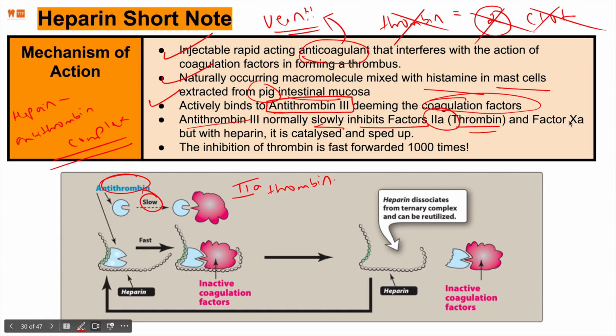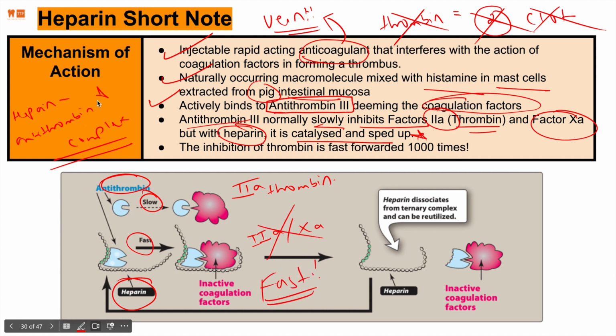Okay, and factor number 10A very, very slowly. But with heparin, it is catalyzed, it's sped up. So as soon as heparin is added to this antithrombin, it's fast conversion. And number 2 and number 10 are blocked faster using this heparin antithrombin complex. So heparin disassociates after it's been blocked, and then it goes back to be reutilized.